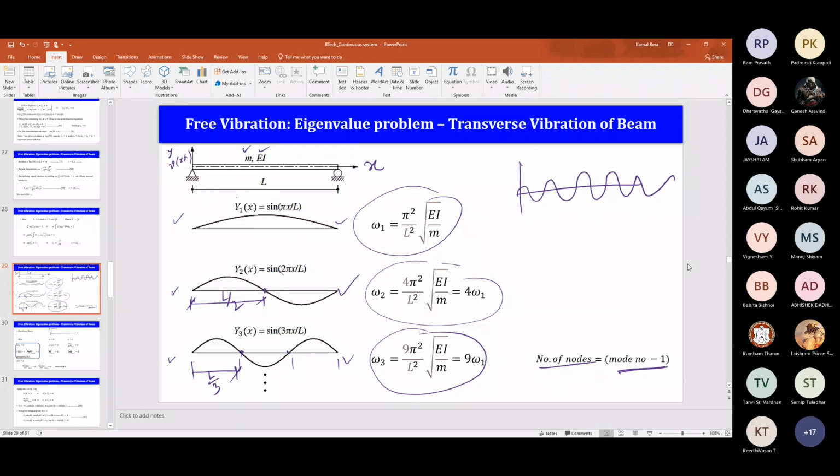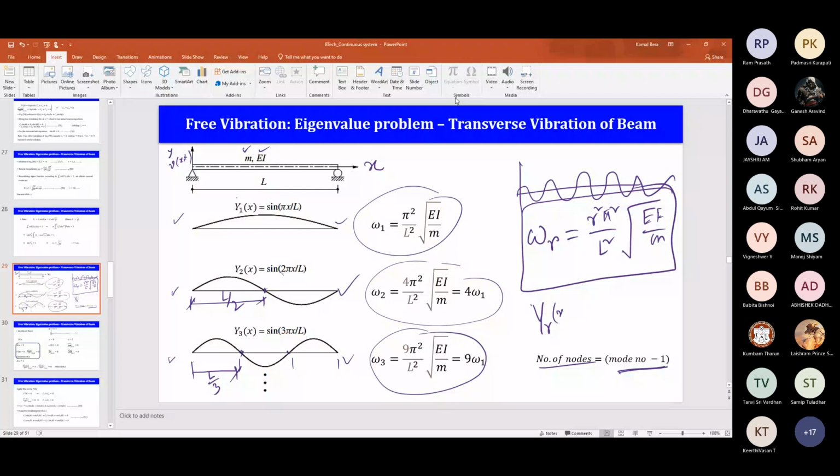So similarly, you can find out any number of modes. Remembering my frequency equation, frequency omega r equals r square pi square by L square root of EI by m. And the mode shape here is Y r of x, Y r equals CR times some constant. That doesn't matter. If you multiply it with the shape, it will be like this. The shape is the same. So root over mass normalized, sine r pi x by L.